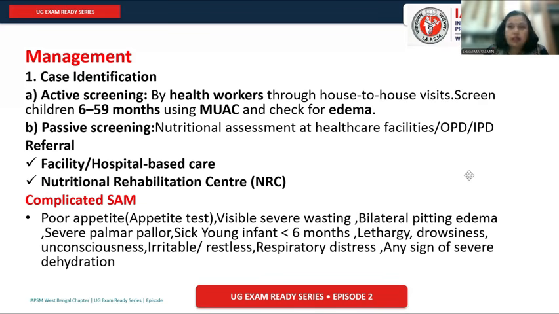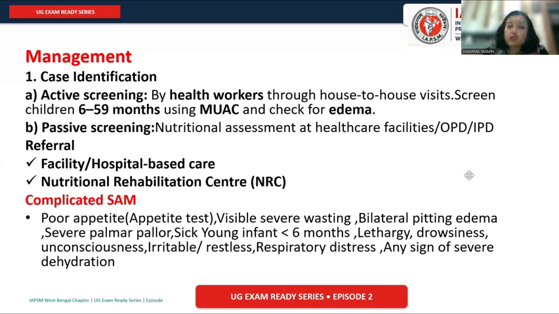Passive screening is done in any other institution, like any OPD, IPD, or health facilities. If it is found by passive screening that the child is suffering from SAM, they are referred. First, it is seen whether they are complicated SAM or non-complicated SAM. We see it is complicated when there is poor appetite. The appetite test is usually done after this diagnosis.